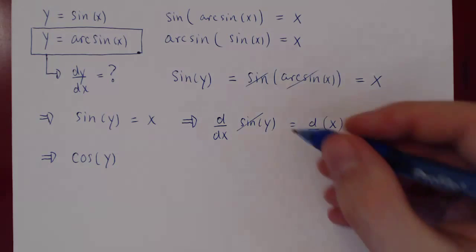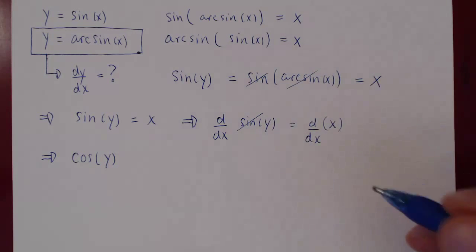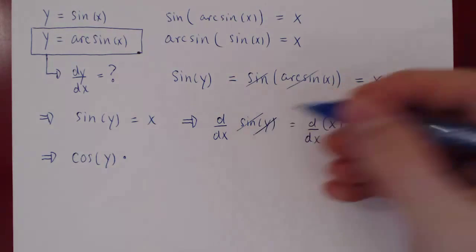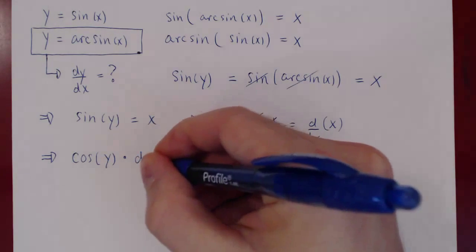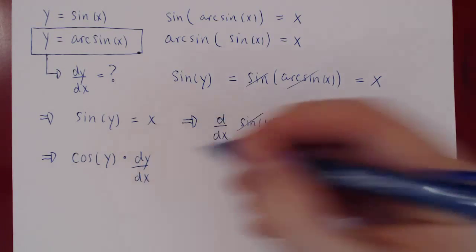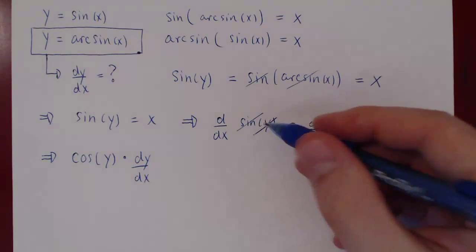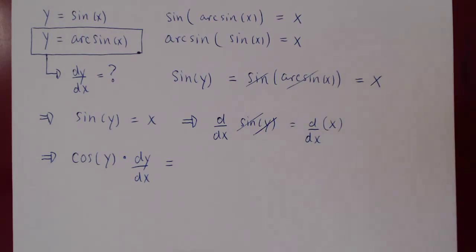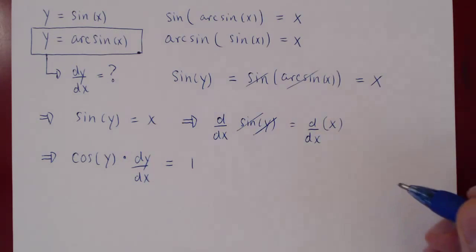But we're not done. There's a y left over. By the chain rule, we multiply cos of y by the derivative of what's left over, which is dy over dx. And that takes care of the derivative of the left-hand side. And this equals the derivative of x with respect to x. Well, that's just equal to 1.